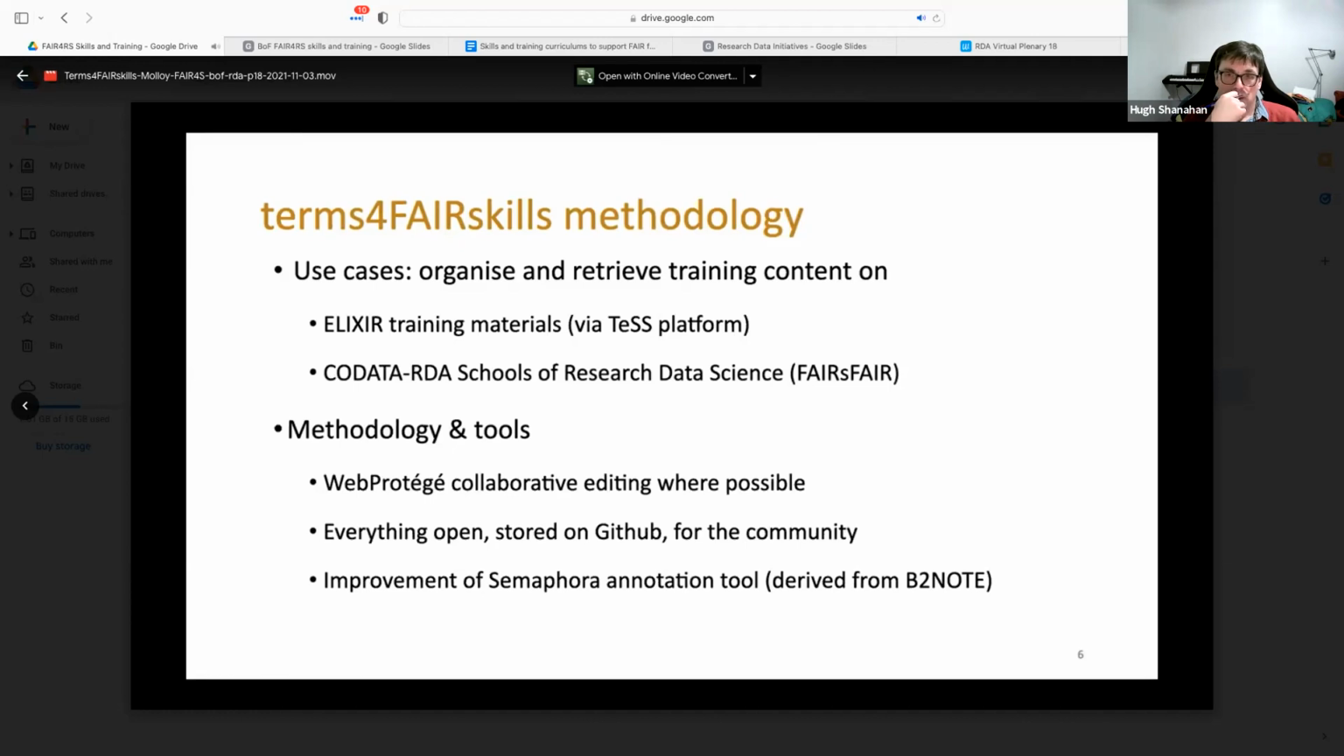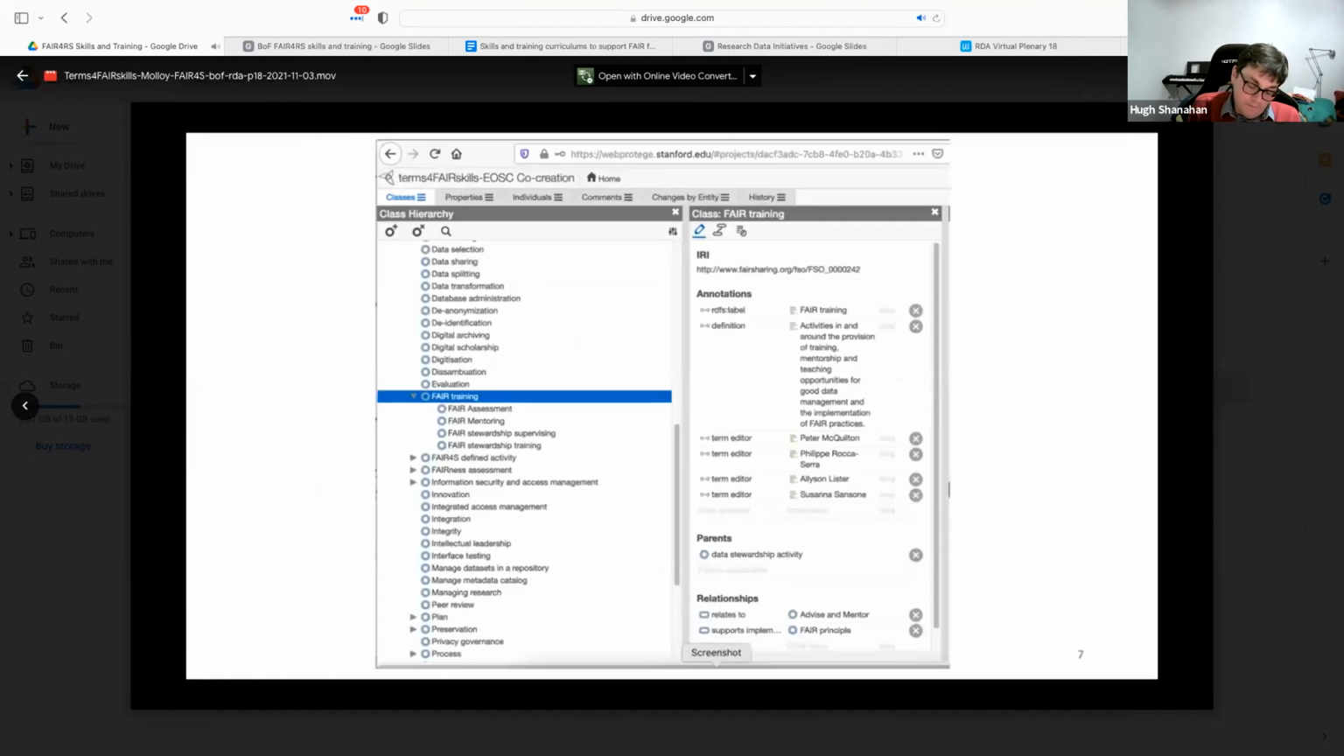So as part of this project, we had a series of hack sessions, and colleagues from the projects that I mentioned earlier came to the hack sessions with their materials and with their ideas and with their energy, and gave us loads of really useful feedback. And this feedback was applied in the WebProtégé collaborative editing environment online. And here's a very quick view of what that looked like when it was in WebProtégé.